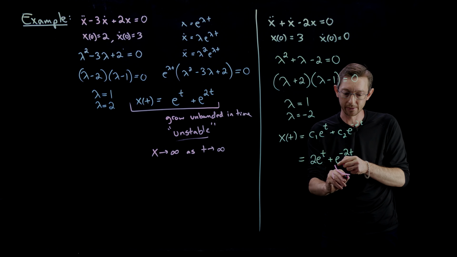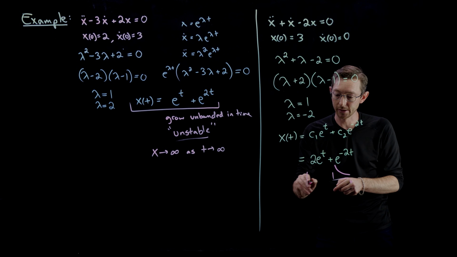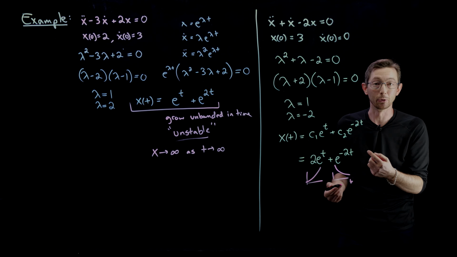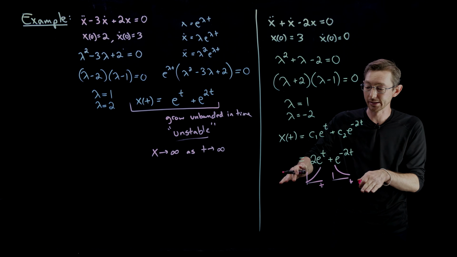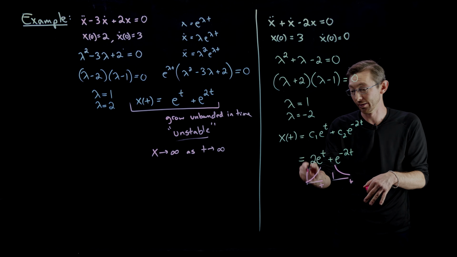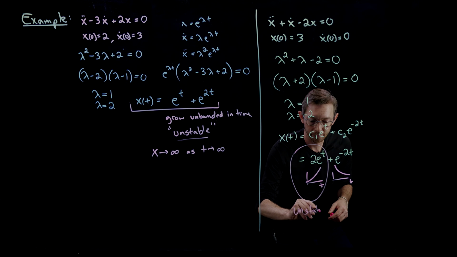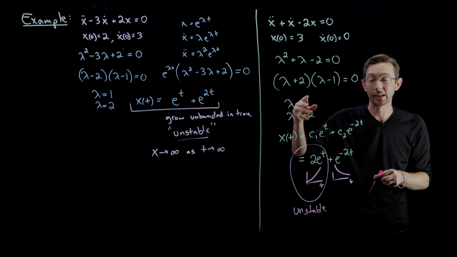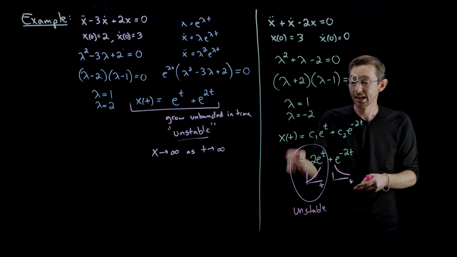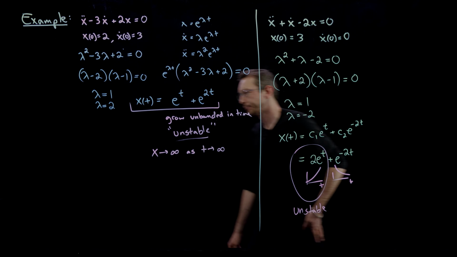This one has a positive. This is literally my solution in time. This one has a positive lambda. This one is going to grow unbounded, unstable in time. Now, if I add up something that decays to 0 and something that blows up to infinity, obviously this one wins, and so the system is still unstable. So having even one positive eigenvalue or one positive lambda, even if I add multiple of these, the system is still going to be unstable. Okay, so that's really important also.